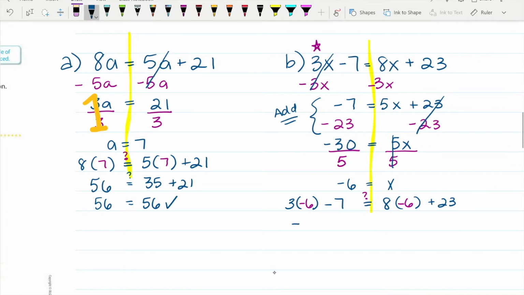3 times negative 6 is negative 18 on the left side. 8 times negative 6 is negative 48 on the right-hand side. Bring down the plus 23. Negative 8 minus negative 7. You can do that as an addition if you want and go add the opposite. So it becomes negative 18 plus negative 7. That's going to be negative 25. And on the right-hand side, we have two different signs. We have a negative and we have a positive. So we will subtract those and you get negative 25. And that checks out as well.